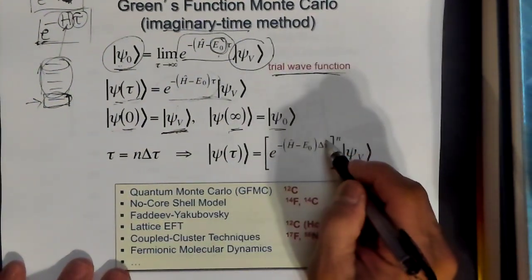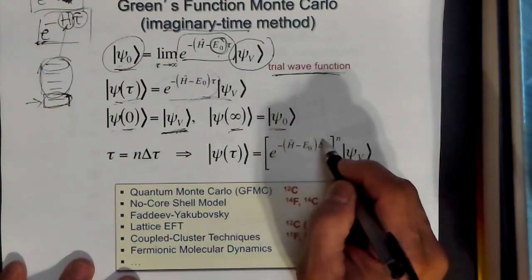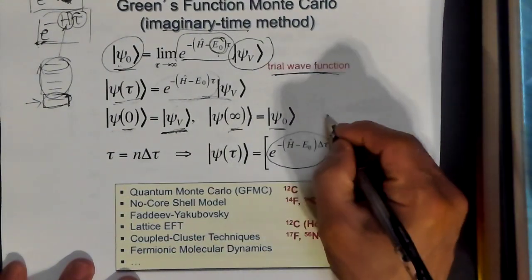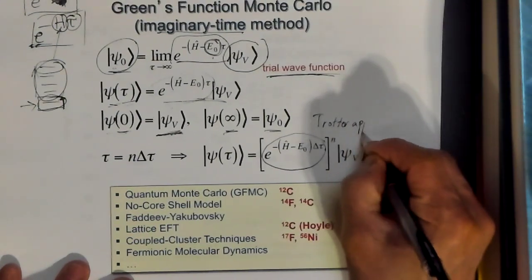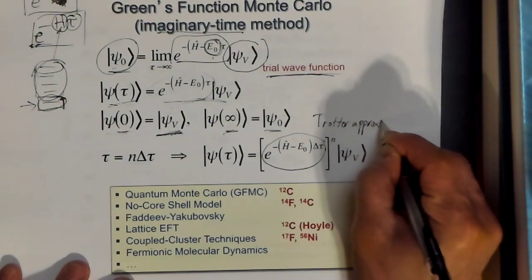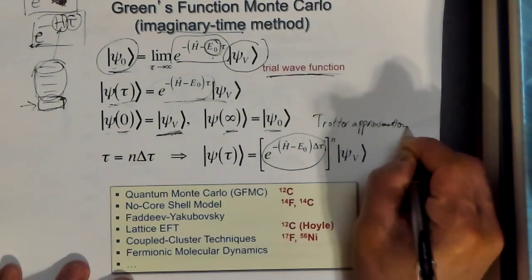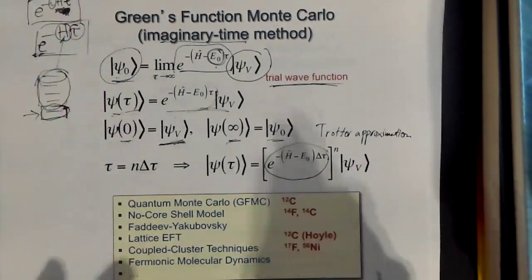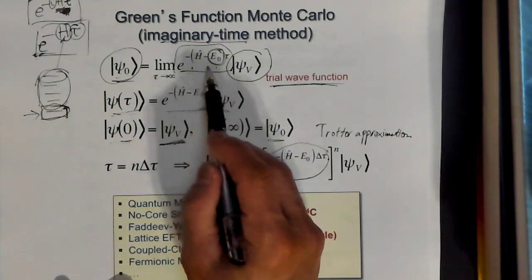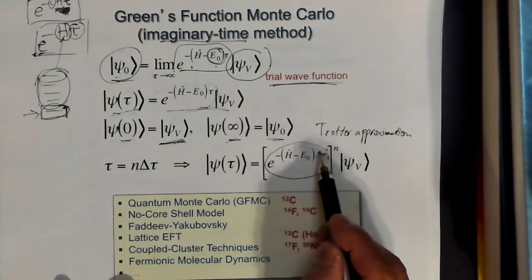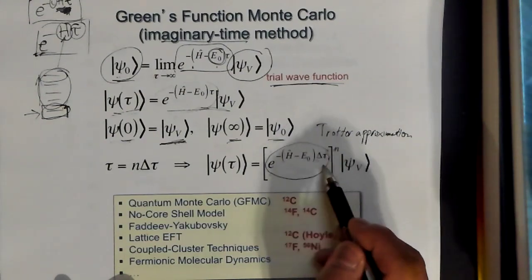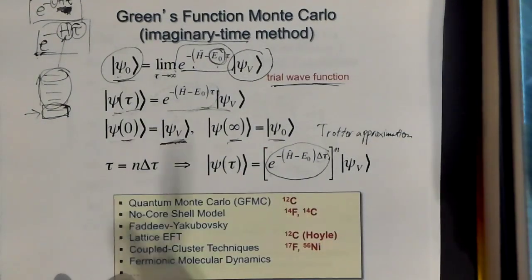The way you actually do this, though, is something called the Trotter approximation. You break this exponential up into a bunch of little time steps, and you do enough steps so that you reach the tau you want.